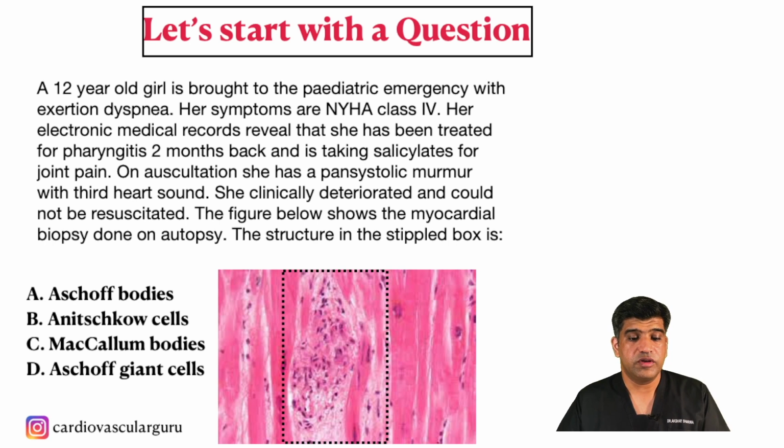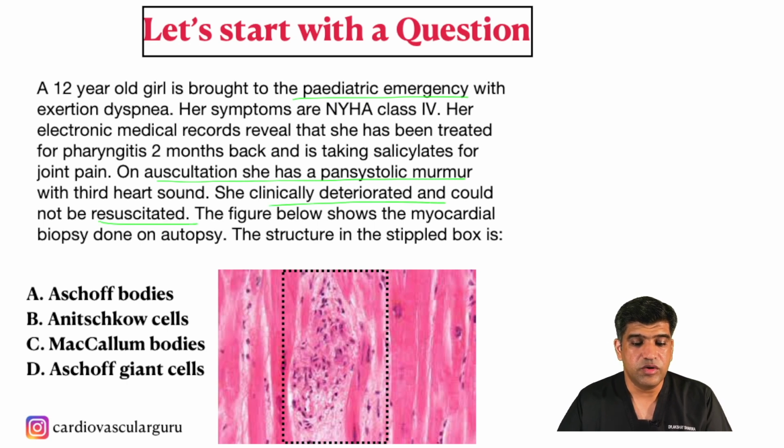We will start with a multiple choice question. A 12-year-old girl was brought to the pediatric emergency with exertional dyspnea. Her symptoms were NYHA class 4. Her electronic medical records reveal that she has been treated for pharyngitis 2 months back and she is taking salicylates for joint pain. On auscultation, she had a pansystolic murmur with third heart sound. She clinically deteriorated and could not be resuscitated.